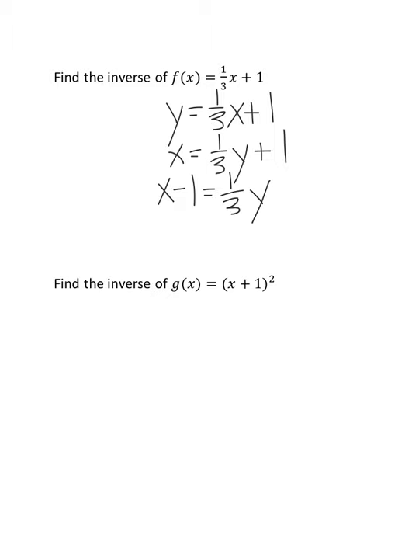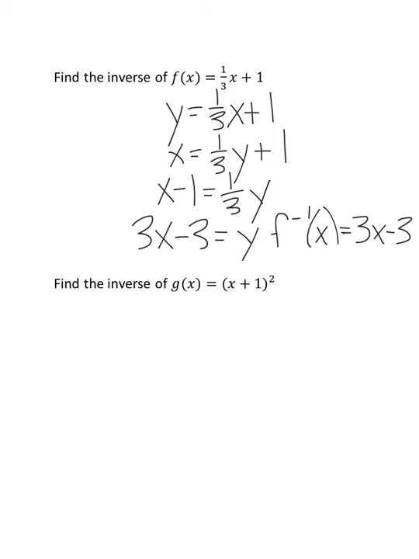Now we want to multiply everything by 3 to get rid of the 1/3 coefficient in front of the y. So we're going to obtain 3x minus 3 equals y. So each term has been multiplied by 3. And the last step is just to rewrite in function notation. So f inverse is 3x minus 3.